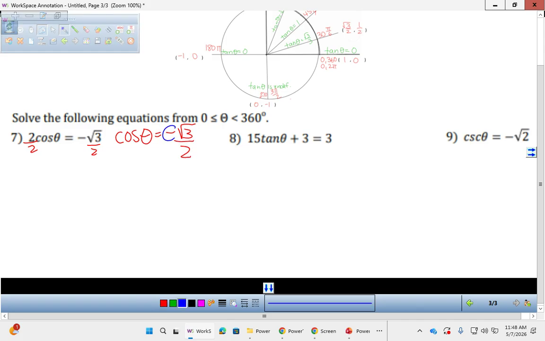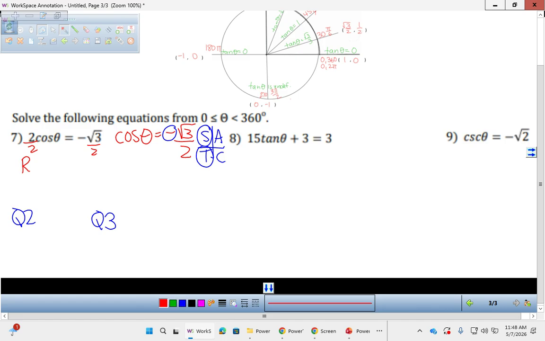Well, the fact that this is negative means that I'm going to use "All Students Take Calculus" to find where cosine is negative. Cosine is positive in A and C, so it's negative in 2 and 3. So eventually, I'm going to use quadrants 2 and 3 rules to find my cosine. But before I can do that, I need to find my reference angle.